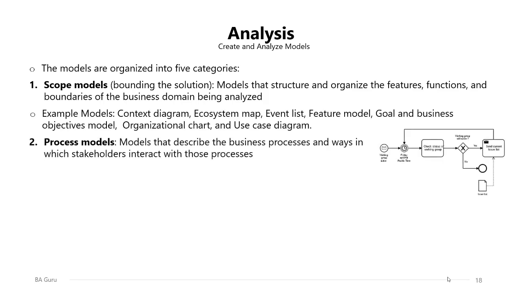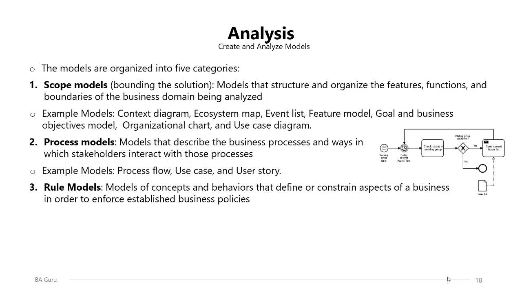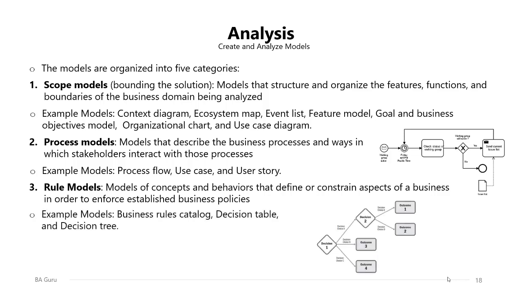We have also the process models, models that describe the business processes and ways in which stakeholders interact with those processes. Examples include the process flow, use case, and user story, and we are covering all these different types as part of this lecture. Rule models, models of concepts and behaviors that define or constrain aspects of a business in order to enforce established business policies. Example models include the business rules catalog, the decision table, and the decision tree.